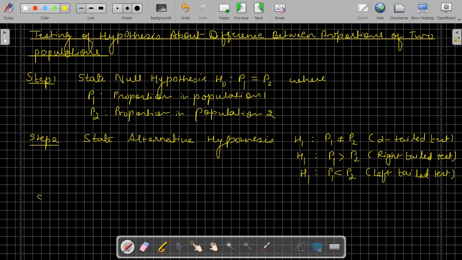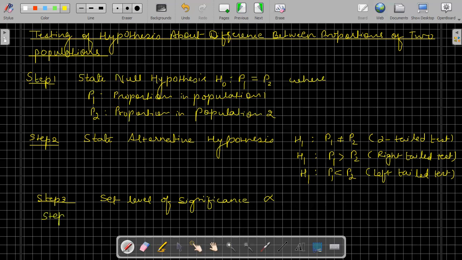Step number 3 is to set the level of significance. The level of significance is denoted by alpha, and it is basically either 10% or 5% or whatever is given in the question.